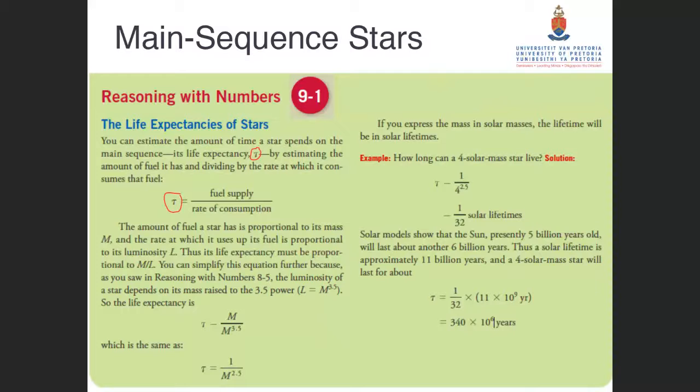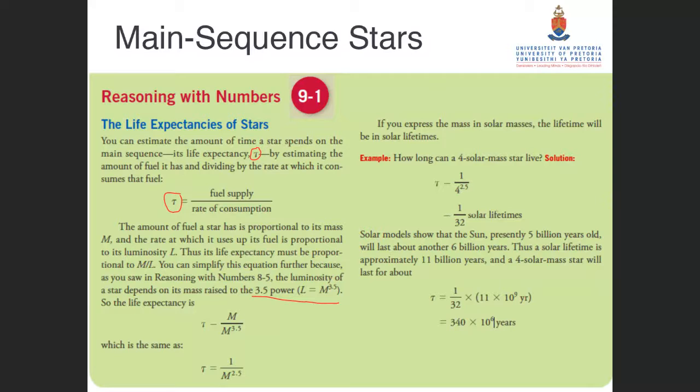The amount of fuel of a star is proportional to its mass, M, and the rate at which it uses up its fuel is proportional to its luminosity, L. Its life expectancy must be proportional to M divided by L. You can simplify this equation further because, as you saw in reasoning with numbers 8.5 in the previous chapter, the luminosity of a star depends on its mass raised to the power of 3.5. You guys still remember this. So we can say tau equals M over M to the power of 3.5. So we can simplify this further by saying tau equals 1 over M to the power of 2.5.